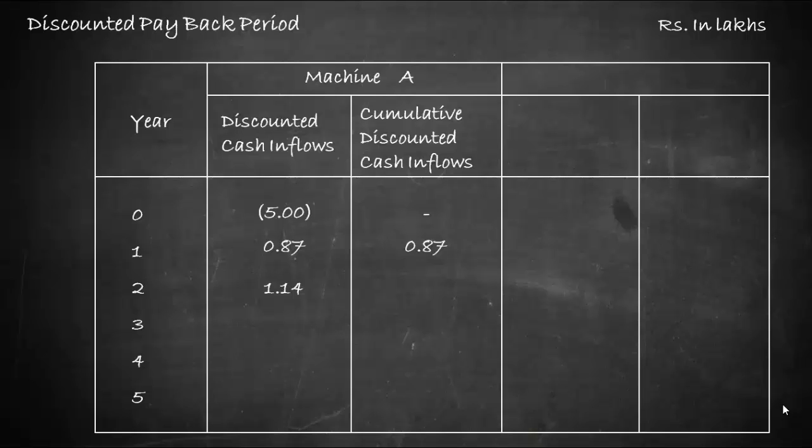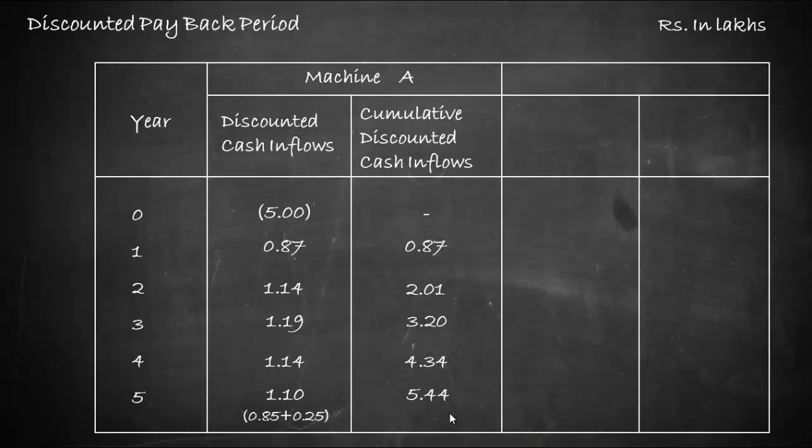Second year it is 1.14. So here cumulative cash flow will be 0.87 plus 1.14, which is 2.01. Third year it is 1.19, so it is 2.01 plus 1.19, so it is 3.20. Year 4, 1.14, so it will be 4.34. Year 5, 1.10. What is this 1.10? Which is basically the cash flow of 0.85 plus the present value of salvage of mission, which is 0.25, and here you will have the value as 5.44.